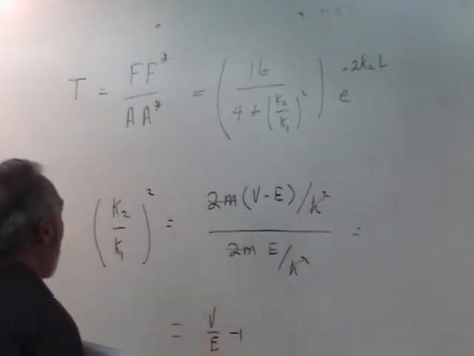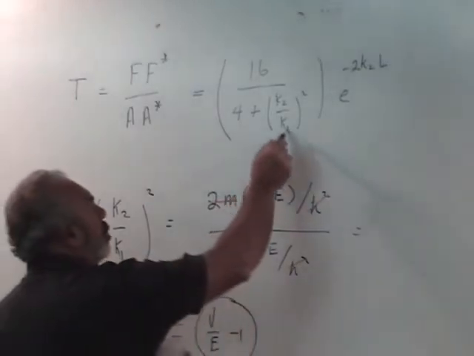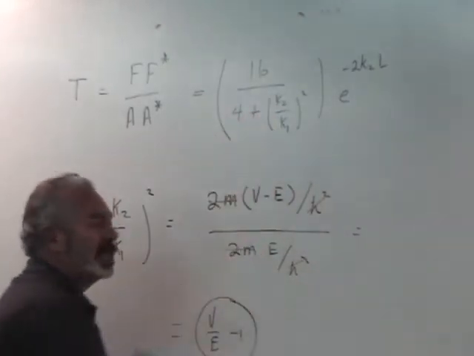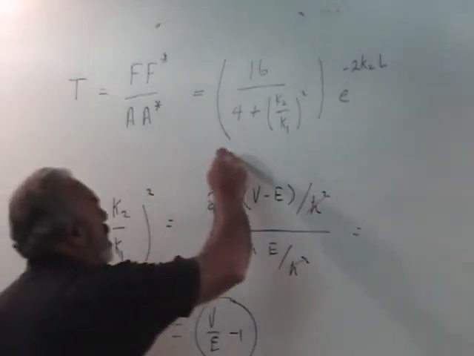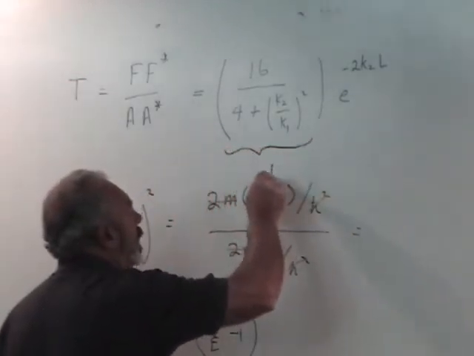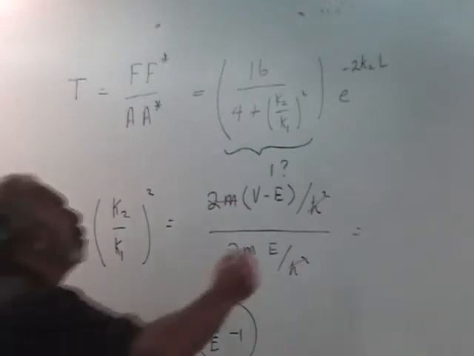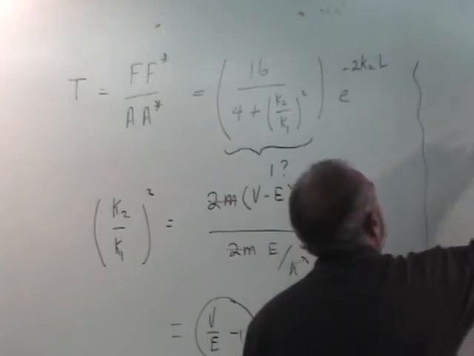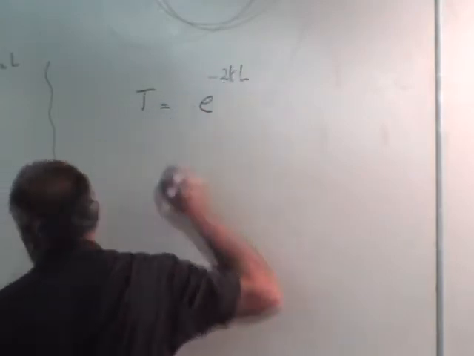And of course, that means, ladies and gentlemen, if you look at this term right here squared, put it in here, 16 over 4 plus that, whatever that is, it turns out that this creature is never far away from 1. I'm going to put 1, question mark. It's about a 1. That's all it is. Now you can see the simplicity. Once we've done all of this approximating, now we have T is equal to e to the minus 2 K2 L.